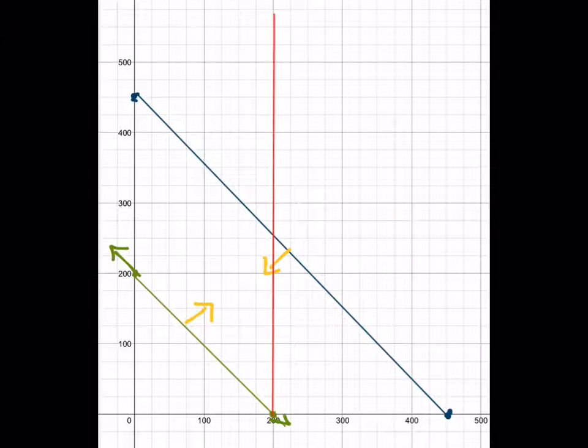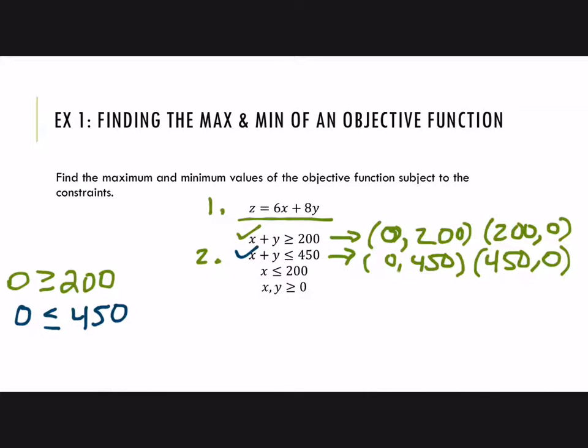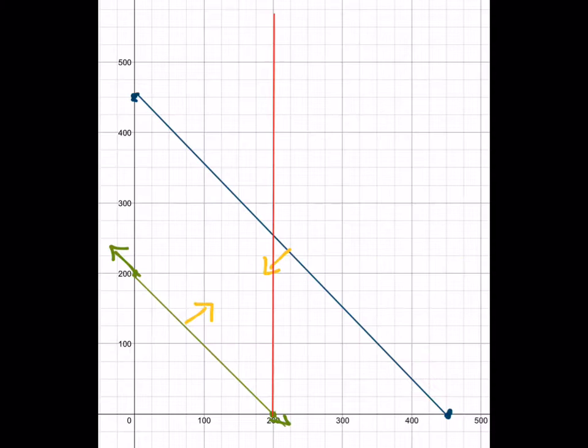Okay. And a test point of 0. That's going to give 0 is less than or equal to 200. And that's true. Okay, so I need to stay to the right of the red line. Okay, and then the two constraints that x and y are greater than or equal to 0.